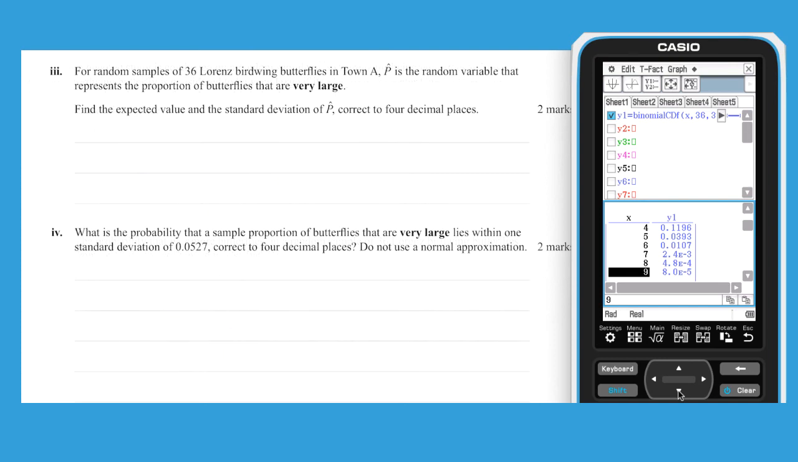Part F, Part 3. The expected value of p hat is equal to the population parameter and hence equals 0.0527. The standard deviation of p hat is equal to the square root of p times 1 take p over n.